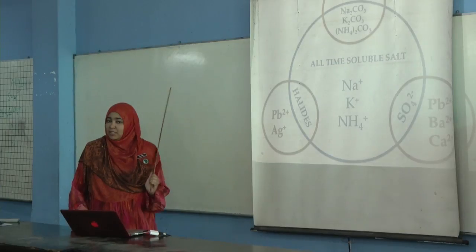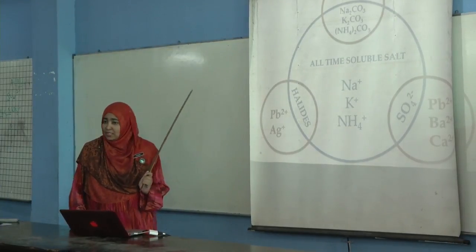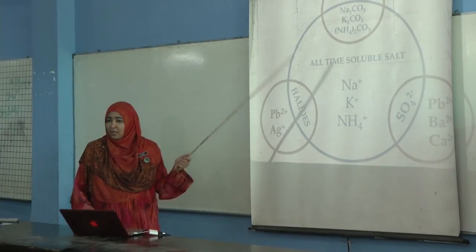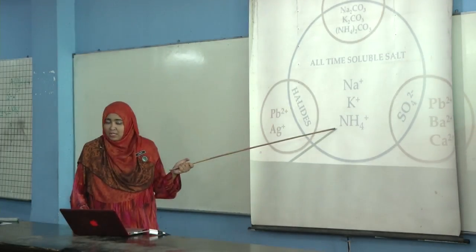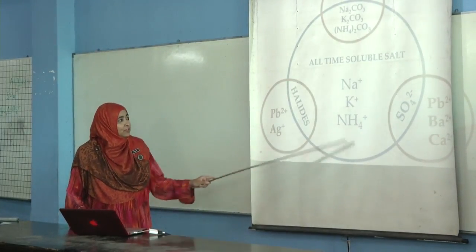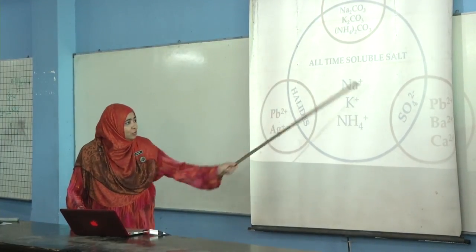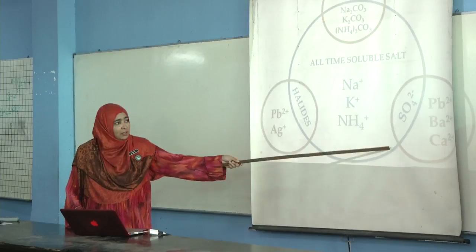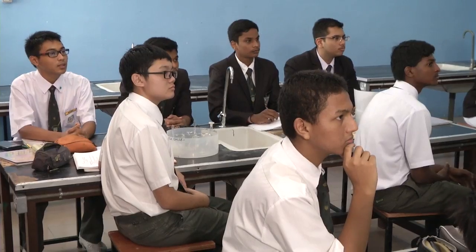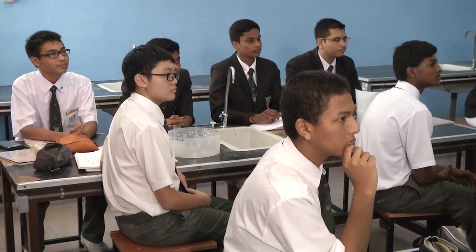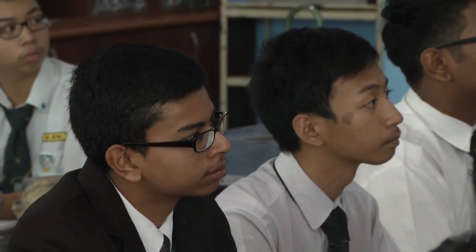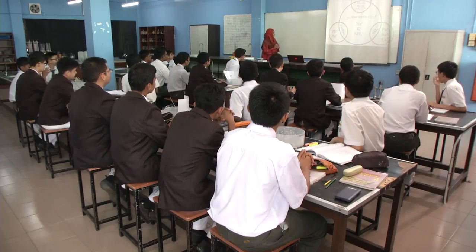Meaning, if I say sodium chloride, is it soluble? Yes. Okay. Potassium nitrate? Yes, soluble. Okay? So that's part of the example. And then we have another two salts, halides and SO4 2-. They are also soluble. Okay, let's go to halides.